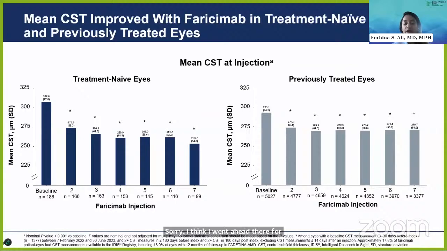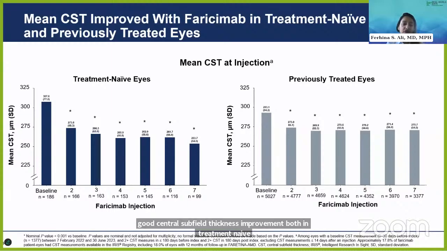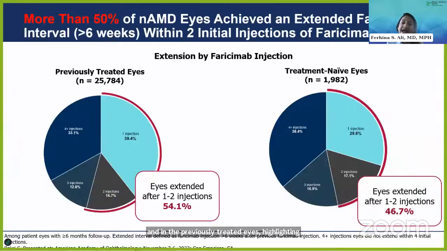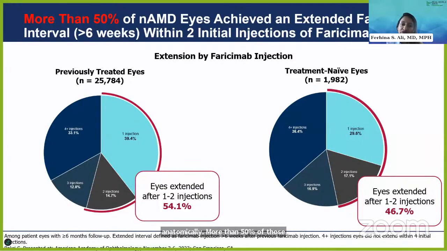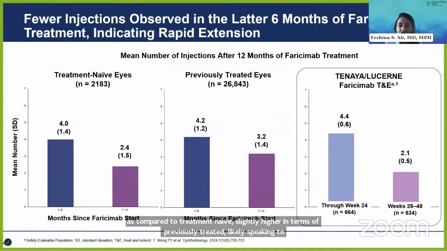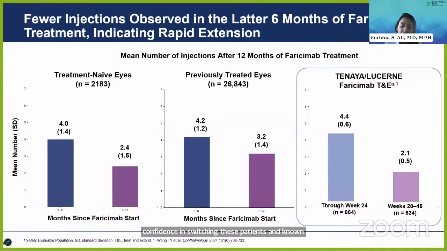Okay, in terms of anatomic parameters, we saw good central subfield thickness improvement both in treatment naive and in the previously treated eyes, highlighting potential in terms of the specific molecule that we're using here and any additional gains that we're seeing anatomically. More than 50% of those nAMD eyes achieved an extended interval, which we defined as greater than 6 weeks, within 2 initial injections of faricimab. You can see the proportion that were previously treated as compared to treatment naive was slightly higher in the previously treated, likely speaking to confidence in switching these patients.